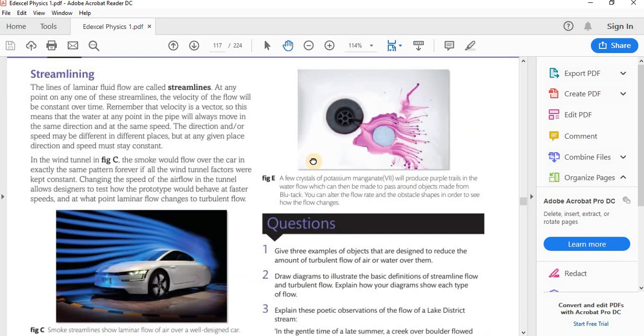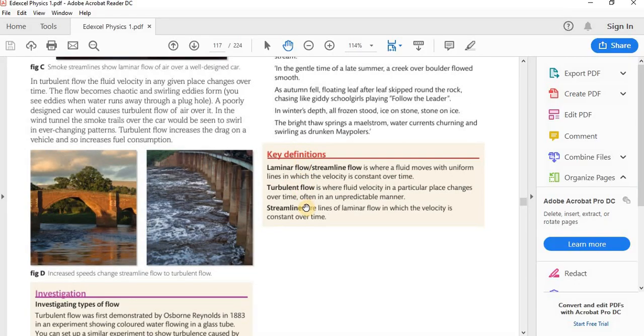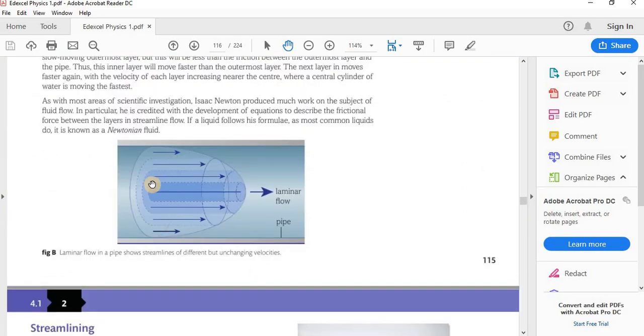So that is about laminar flow and turbulent flow. Okay, you have to know these definitions. Laminar flow, also called streamline flow, is where a fluid moves with uniform lines in which the velocity is constant over time. Okay, so velocity is constant over time. Along a streamline, the velocity is constant. Now if you consider this streamline, along this streamline the velocity is constant. Then if you consider another streamline, along that streamline the velocity is constant.